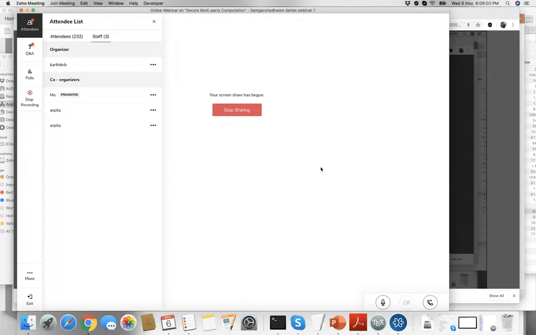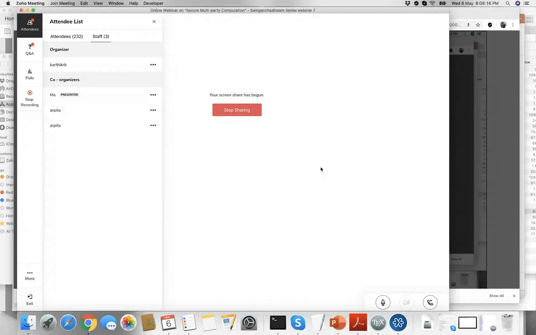Can we use hashing of inputs for garbled circuits? I don't know what that means really. How would you like to hash? I have no clue. The last question is, explain applications of MPC.